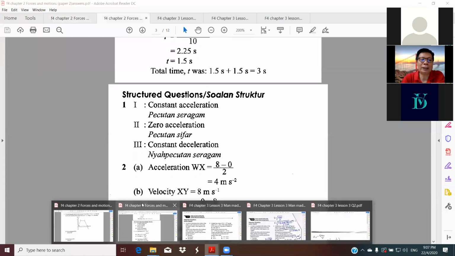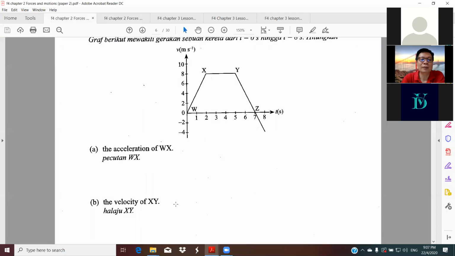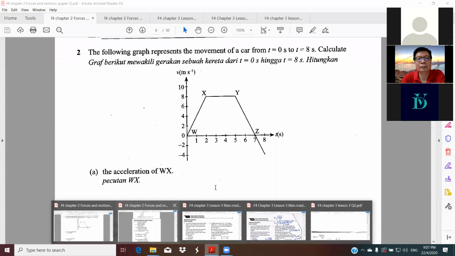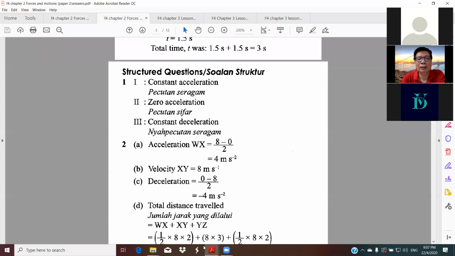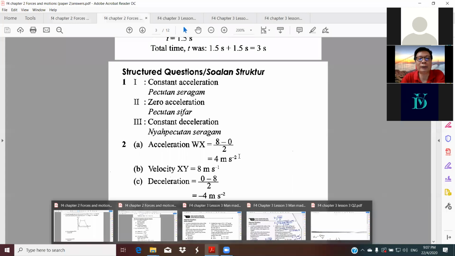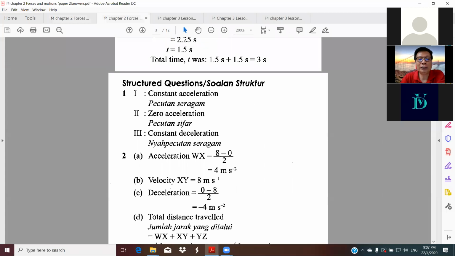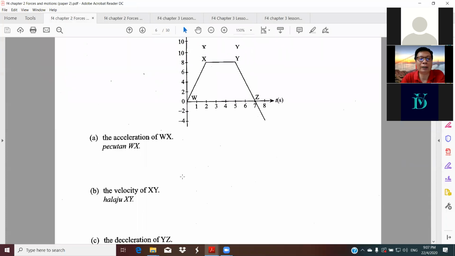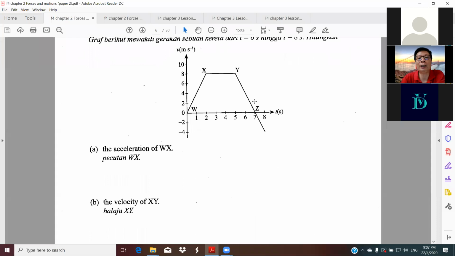The second question, what does the question ask? Velocity XY. Velocity can be taken straight away from the graph, it's 8. No need for calculation. The third one, deceleration. Which part is deceleration? Y to Z, only here to here.